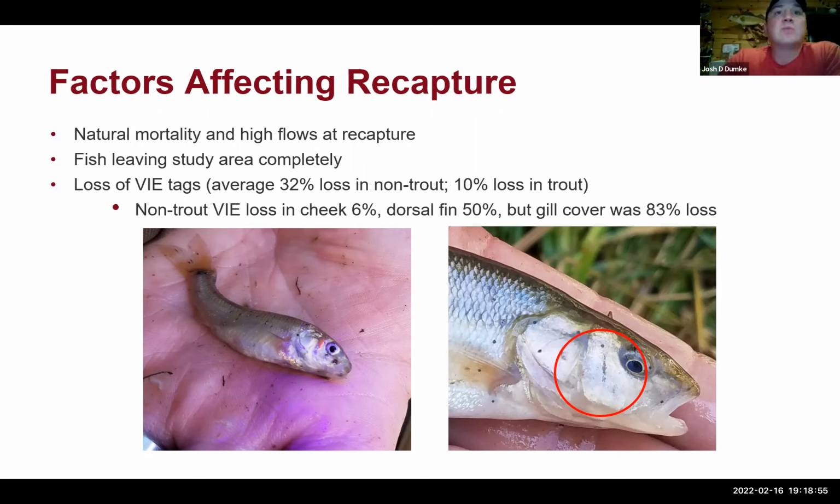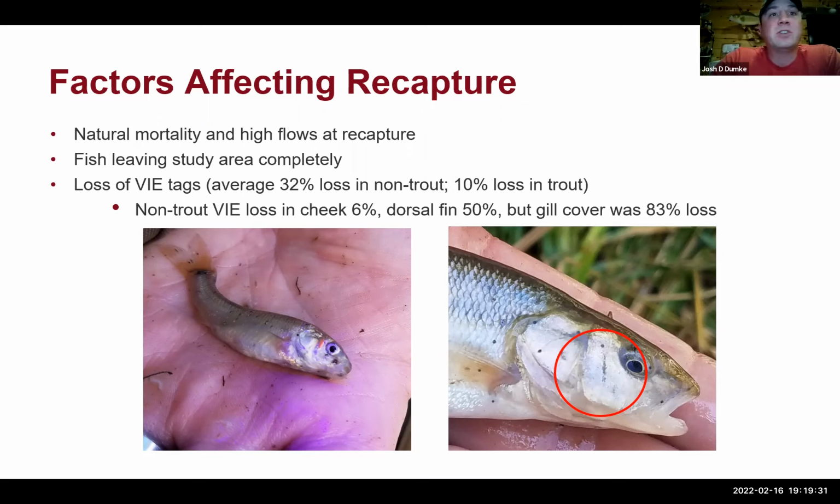So it's a temporary mark, but you can still tell when they've regenerated their fin. So on average, we had 32% loss in the non-trout, which was mostly minnows. We only had 10% loss of VIE tags in trout. So the trout tags stayed in a lot better. And that kind of makes sense. Trout have a little bit different scales and skin, and they're a little bit fattier, and there's more places for their tags to stay. The non-trout, which are mostly creek chubs and blacknose dace and pearl dace, had a loss of about 6% in the cheeks. So that was a place that stayed really well.